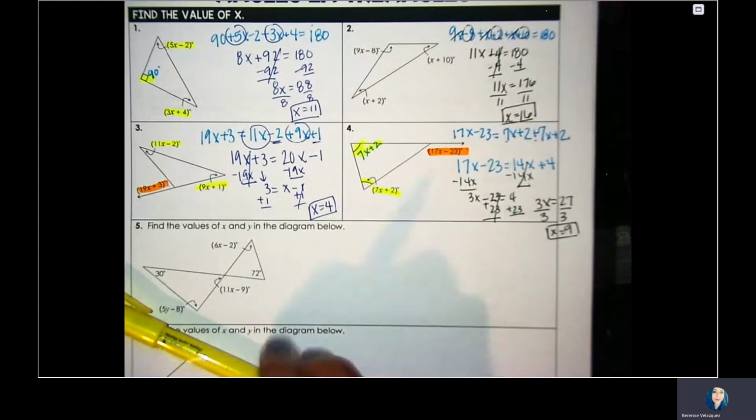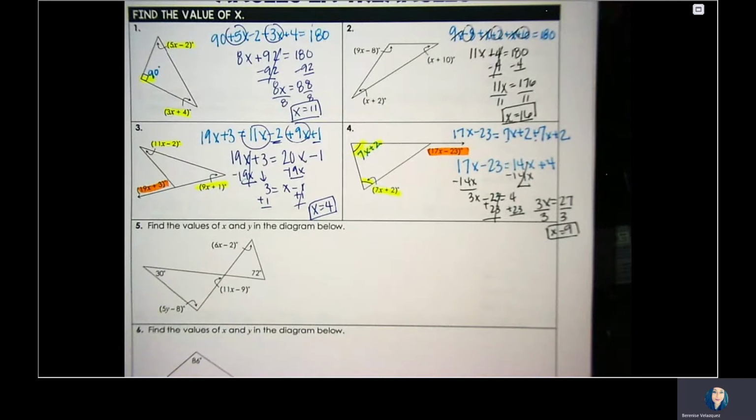Okay, if you need to pause and take a picture there, I'll give you just a second to do that. Okay, I'm going to move on to number 5 next.